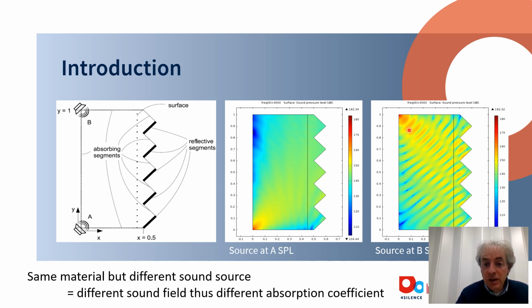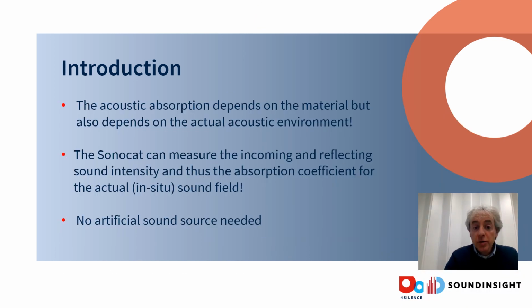Meaning that if you see this louver door as a single absorber, then the sound absorption coefficient depends on the sound field. If the angle of incidence is about 45 degrees, then sound is going through, and if it's minus 5 degrees, sound is reflecting back. So it's the same material, but we have a different sound source. So that means a different sound field and a different absorption coefficient. So the acoustic absorption depends on the material, but it also depends on the actual acoustic environment.